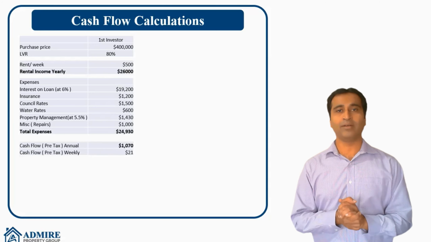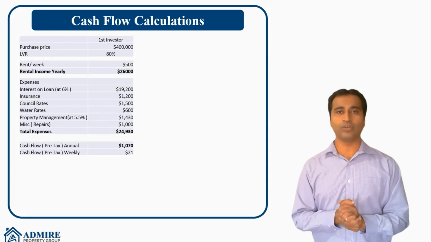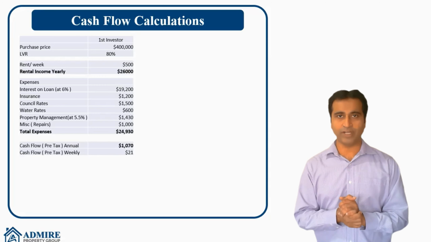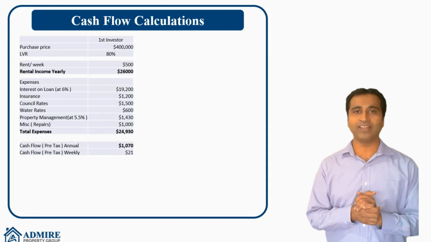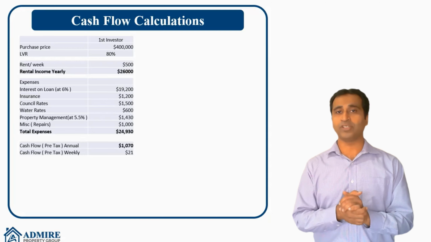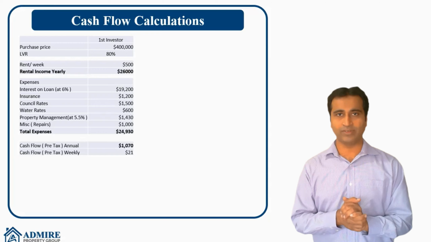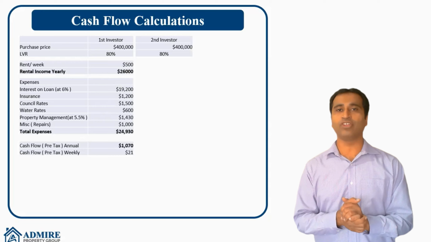And if we subtract all these expenses from the rental income of $26,000, the cash flow pre-tax comes out to be $1,000. So this is the amount which the investor is getting in his pocket in a year, with all the expenses paid off and the rental income which he has generated from the rental property. So the cash flow pre-tax, which is $1,000 in this case, is the amount which the investor is getting in his pocket after subtracting all the expenses. If you divide it by 52, it comes out to be roughly $20 per week he's getting into the pocket.